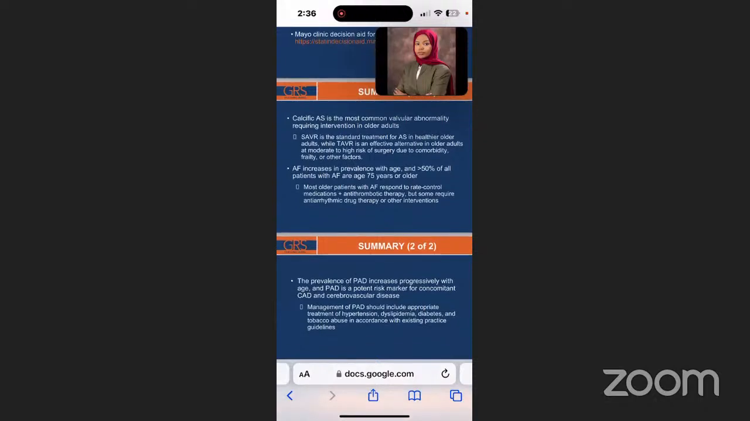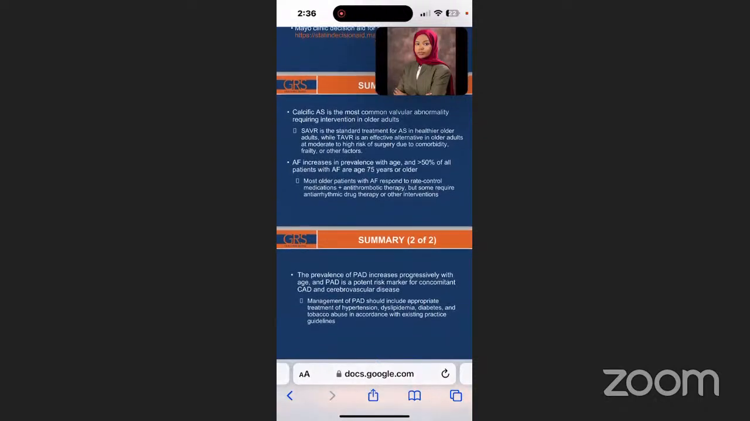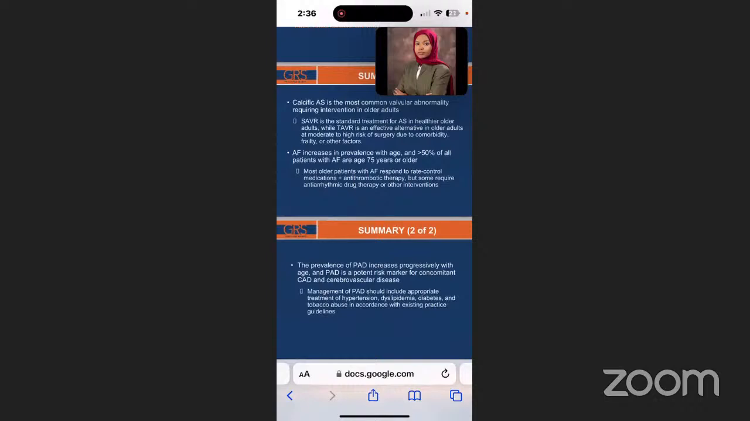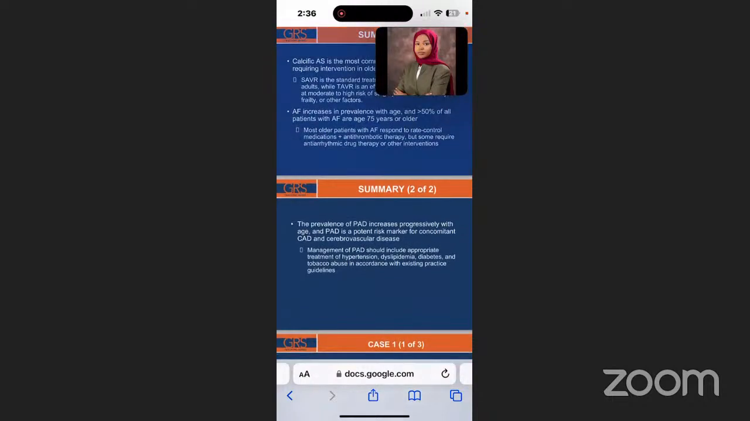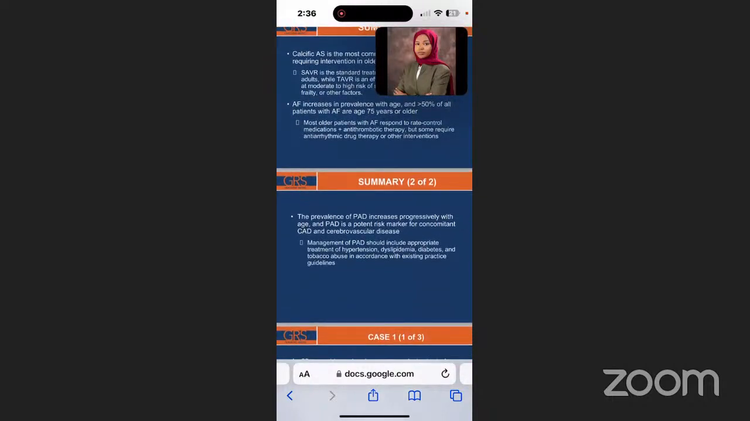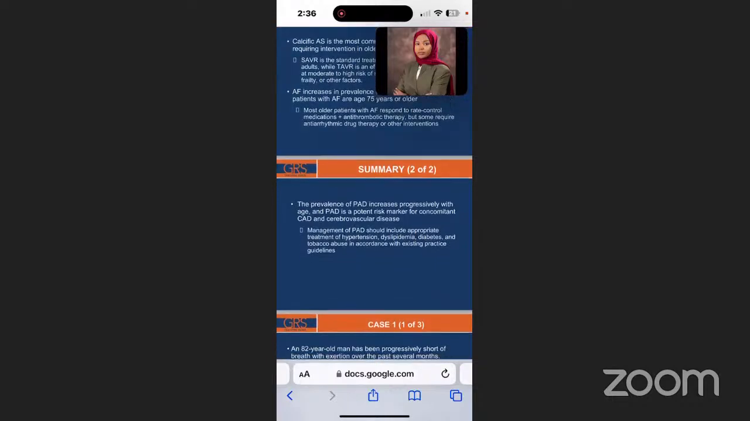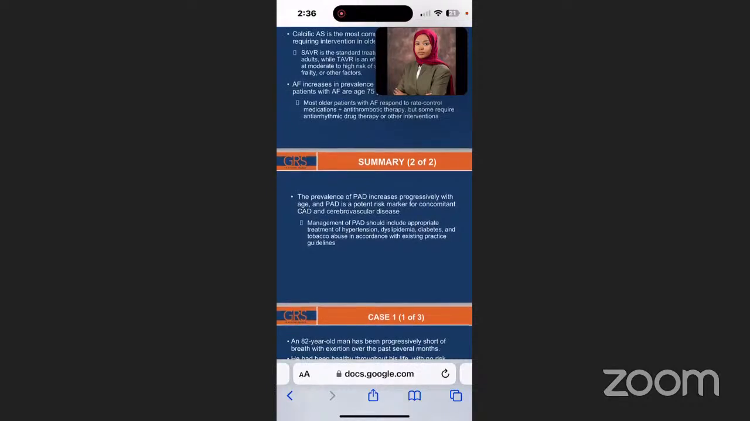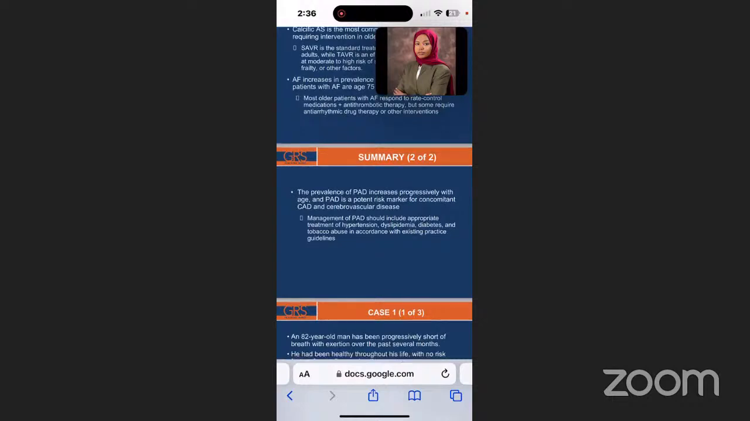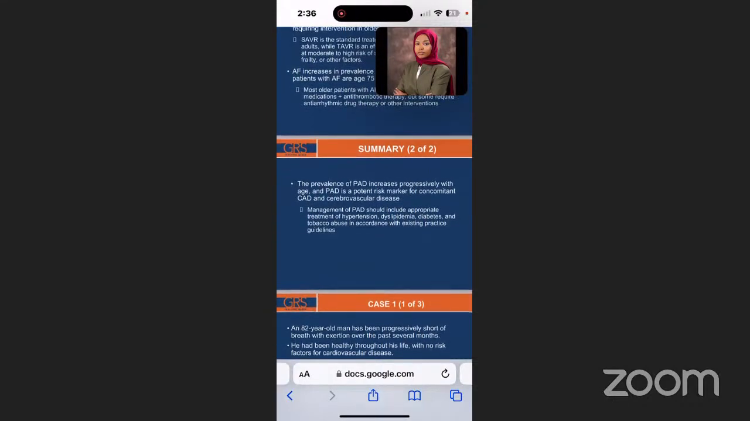In summary, calcified aortic stenosis is the most common valvular abnormality requiring intervention. Surgical valve replacement is the standard treatment for healthy older adults, while transcatheter repair is an effective alternative in older patients. Atrial fibrillation increases in prevalence with age, and more than 50% of all patients with AFib are age 75 years or older. Most older patients with AFib respond to rate control medication and antiarrhythmic medication, but some require antiarrhythmic therapy or other intervention. If the patient presents unstable, we can go to and give him a shock.